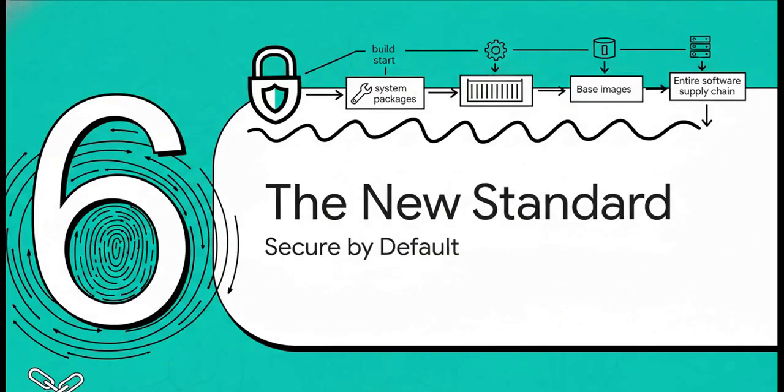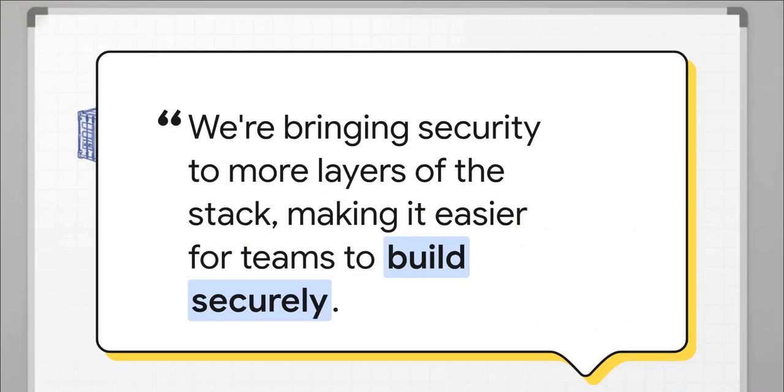So when you put all of this together, what you're really seeing is a major step toward a new industry standard. This is all about making comprehensive security the default, not an afterthought. It's about securing not just the beginning of your build, but the entire software supply chain. Ultimately, it all comes down to this quote right here, which I think just perfectly captures the whole mission. By hardening the entire stack, from the OS all the way to the system packages, the goal is to create an environment where building securely is actually the easiest path forward.